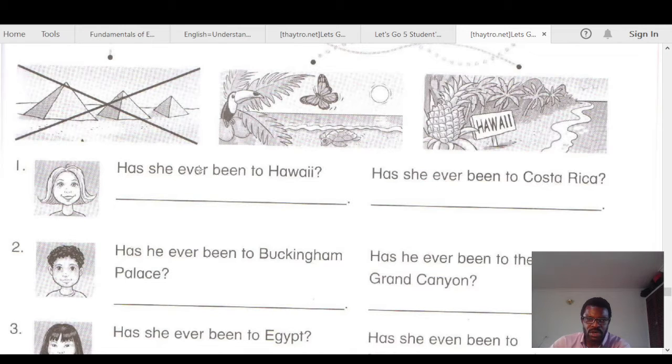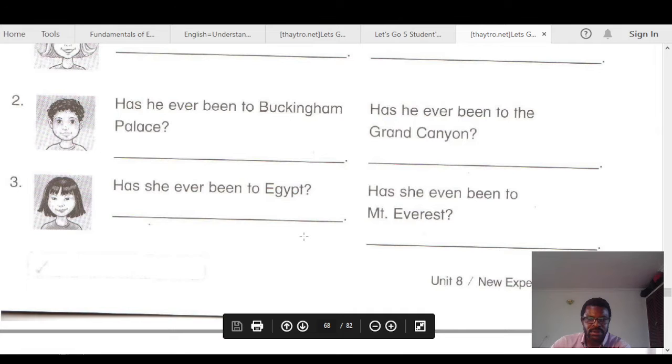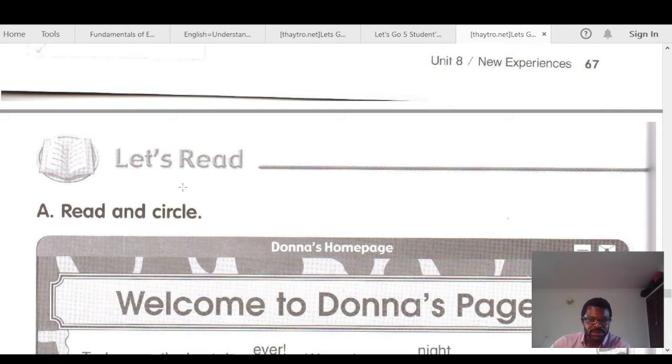This ever is what we call a time marker for present perfect tense. The tense they are dealing with here is called present perfect. That is why they use has for she, and they use the V3, which is been. Okay? Has she ever been to Costa Rica? I have been to China. Because I'm using I, I would now say have. But if you're using the third person singular, he, she, it, you have to use what? Has. Has she ever been to Buckingham Palace? So you take care of all this.